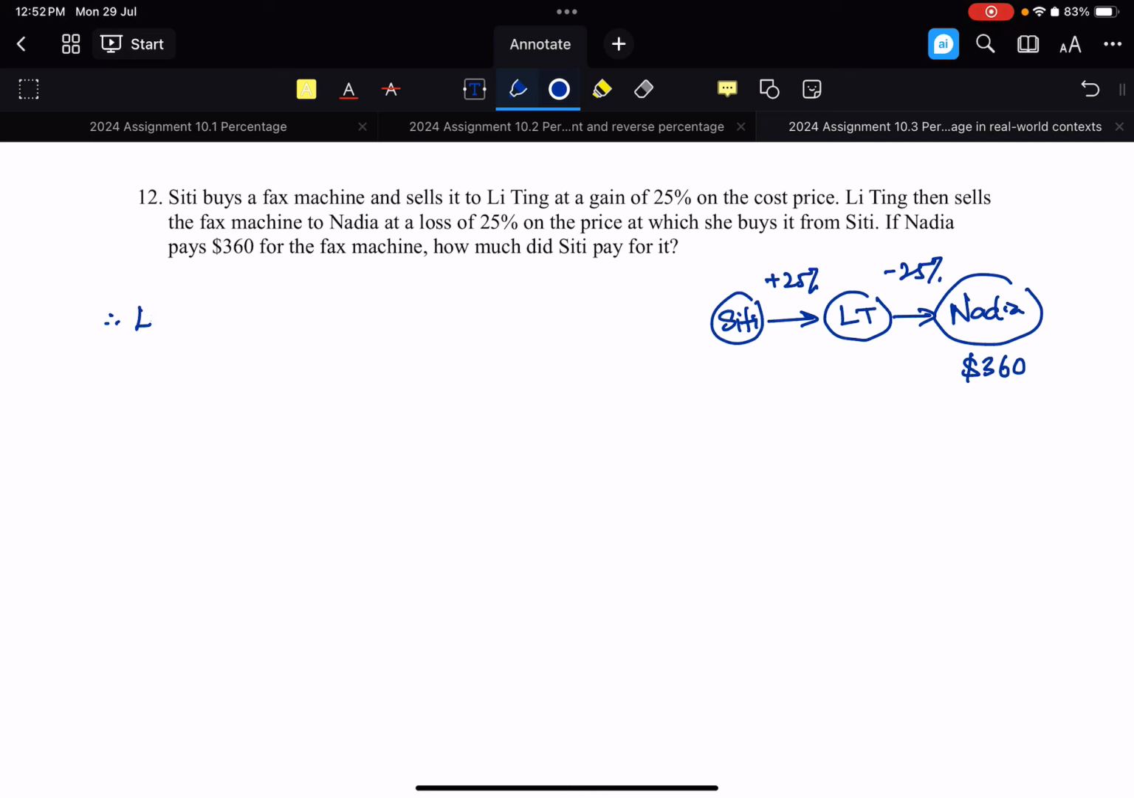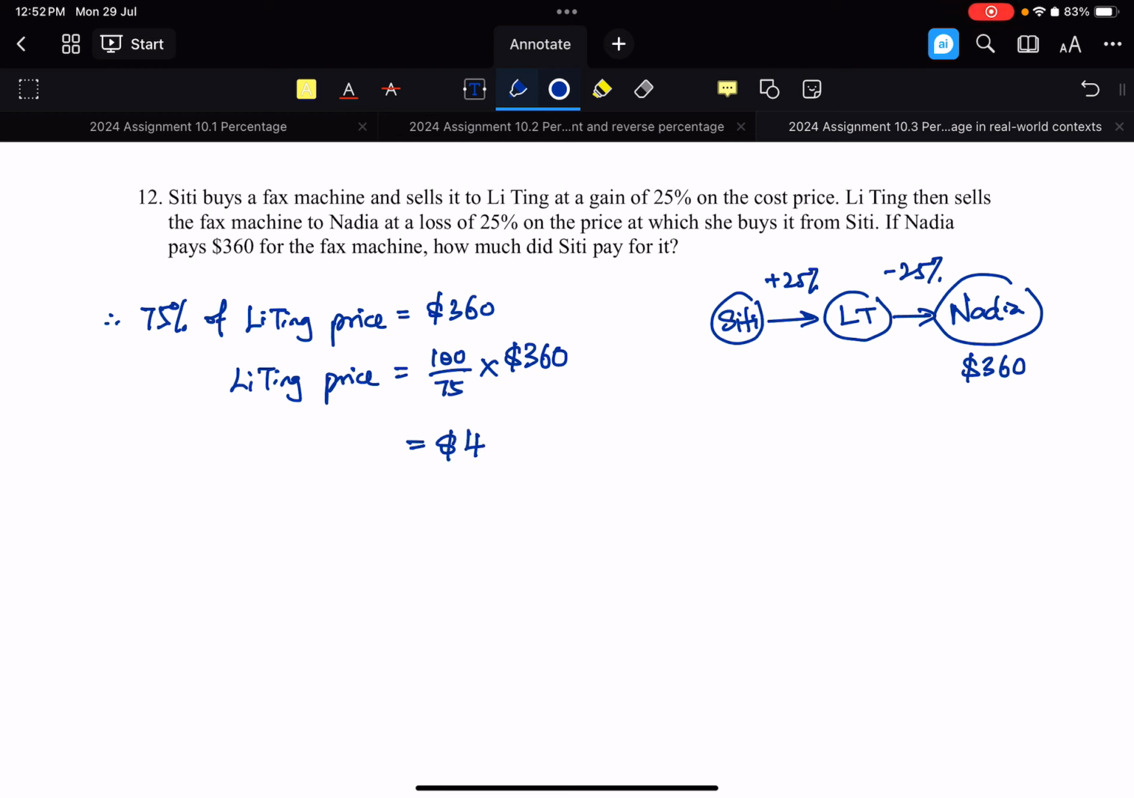Okay, let me write it properly. Let's start with 75% of Li-Ting's price, which is the same as Nadia's price, right? Therefore, Li-Ting's price is going to be 100 over 75 times $360, and that will give us 480, right? So that's the amount that Li-Ting actually got so far.